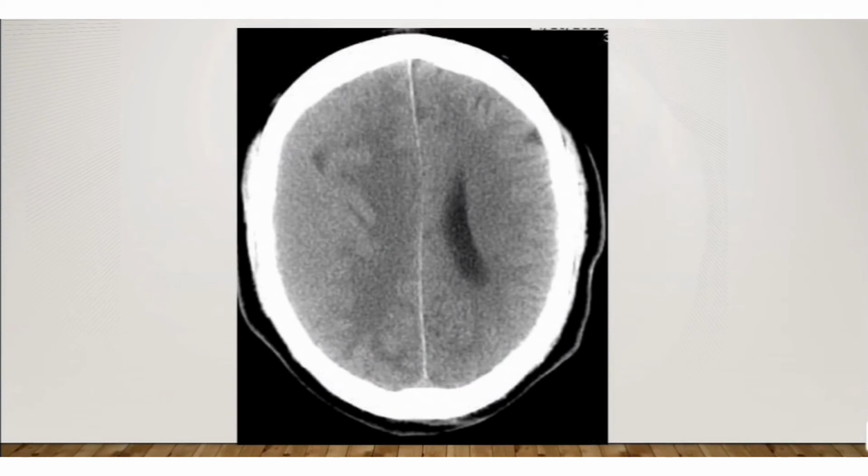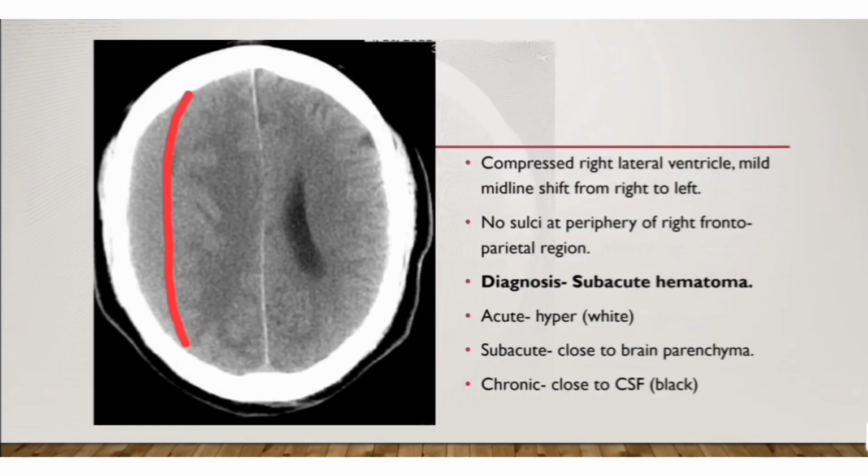And just see one very important finding. On the left cerebral hemisphere, you can see the cortical sulci and the gyri, but on the right side you cannot see the sulci and the gyri on the periphery, or rather it is pushed inward. So there is something extraaxial which is pushing the cortical sulci inward and effacing the right lateral ventricle, and there is a mass effect on the falx also. So basically this is subacute subdural hematoma.